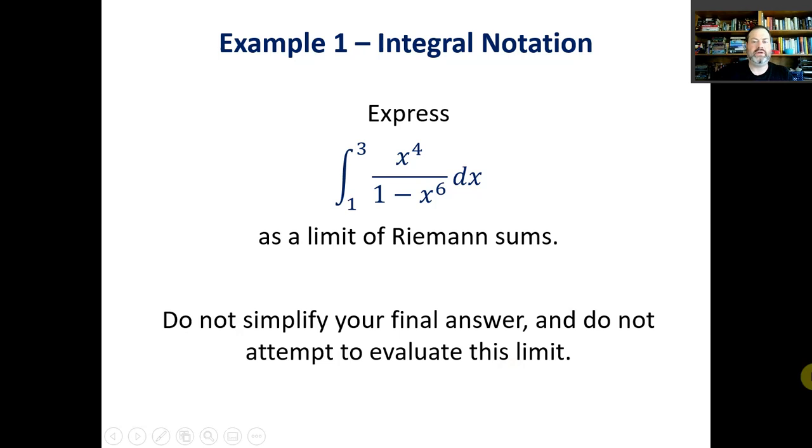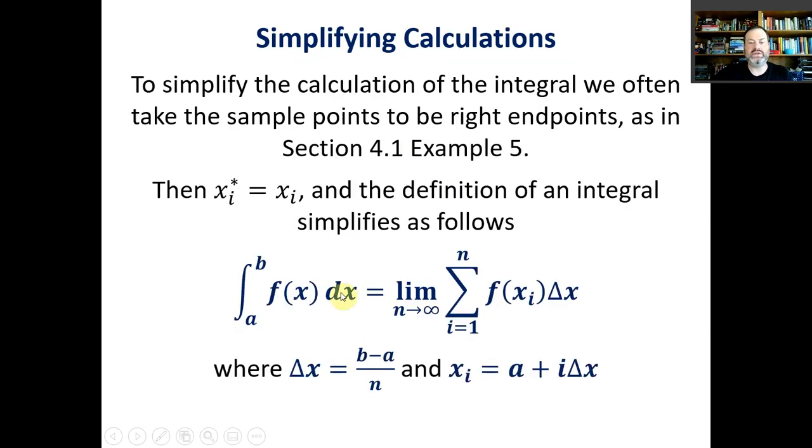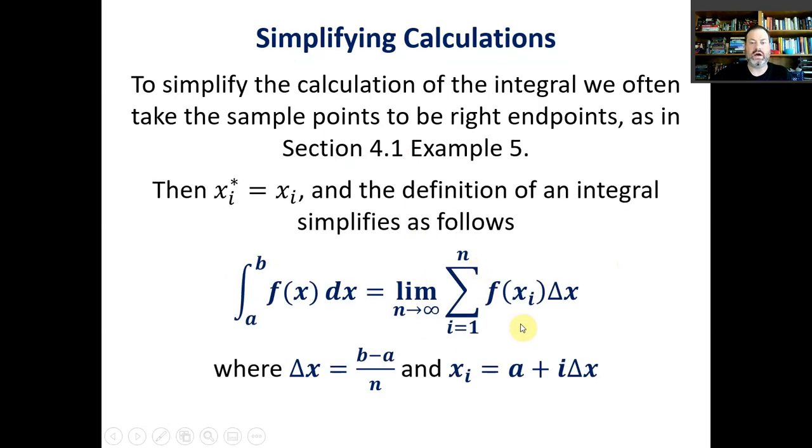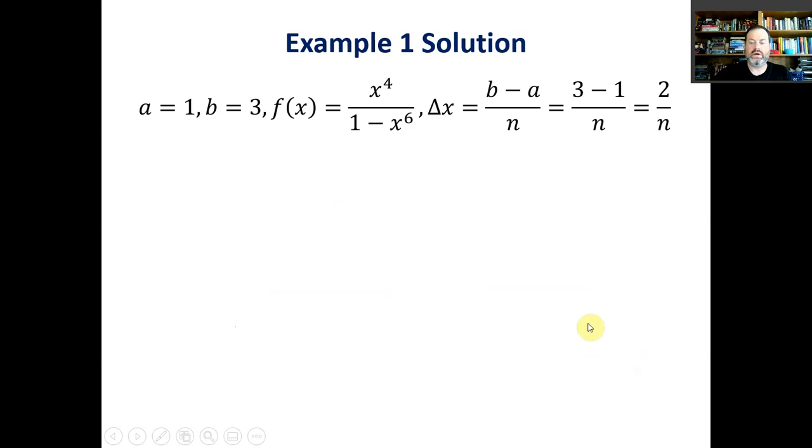So look at what we have here. I need to use this definition to turn this expression into a limit of Riemann sums. So I want to use this delta x formula, and I want to use this xi formula. Alright, so that's what we do first, right? You identify a and b. That's easy to see from the integral notation. A is on the bottom, b is on the top. There's my function. That's all given in the problem, right?